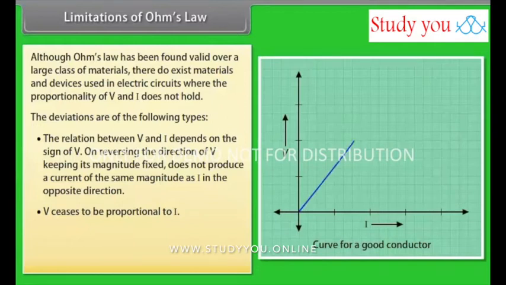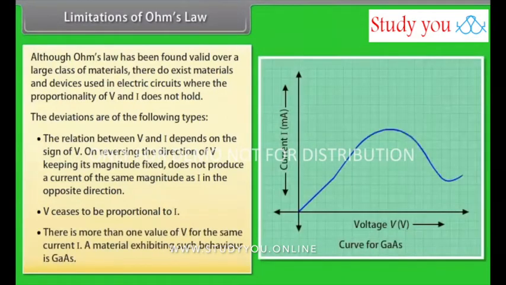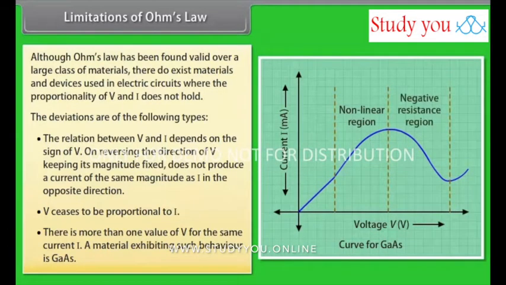V ceases to be proportional to I. There is more than one value of V for the same current I. A material exhibiting such behavior is gallium arsenide.